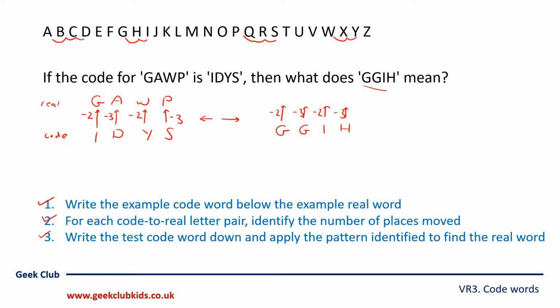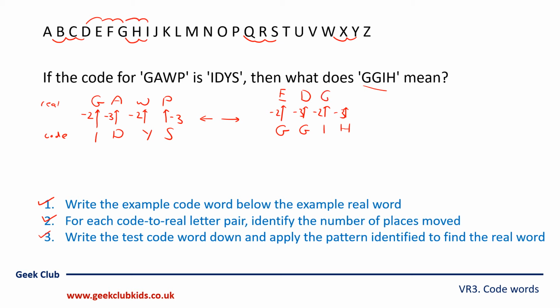So let's go back 2 letters from G to get the first one. So back 2 letters from G would be E. Back 3 letters from G for the second one would take us to a D. We're then going back 2 letters from I, which is a G.